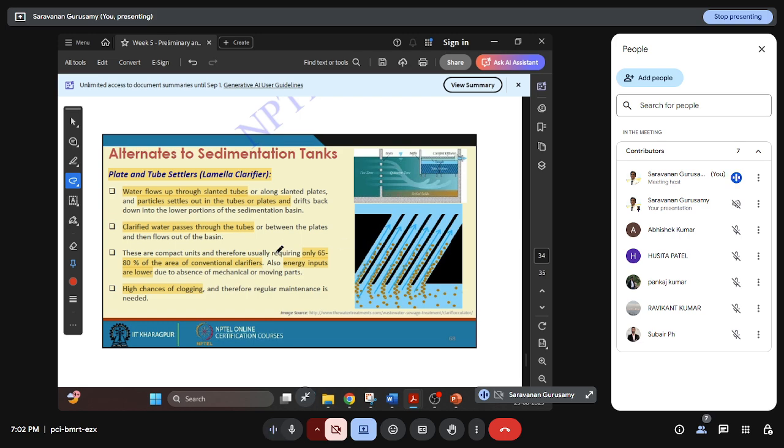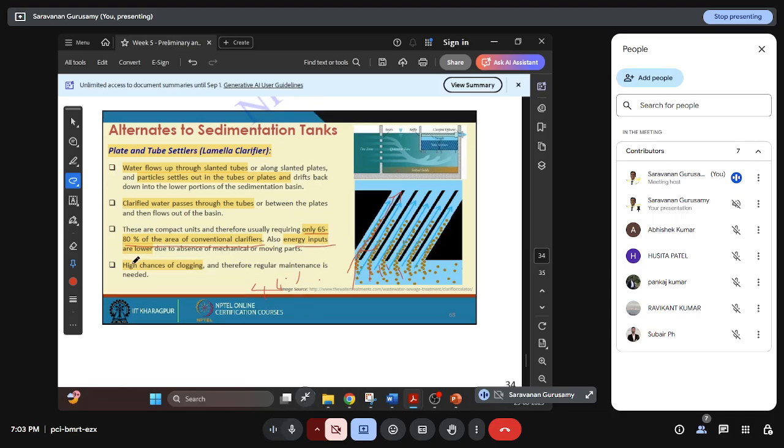As I mentioned, tube settlers. It's a new kind of sedimentation tank. Before the water travels upward, the particles will settle easily, and there is no need of depth, right? That is the concept. So it requires only 65 to 80% of the area of the conventional clarifier. So we are reducing 40% of the area requirement. That is a good design.